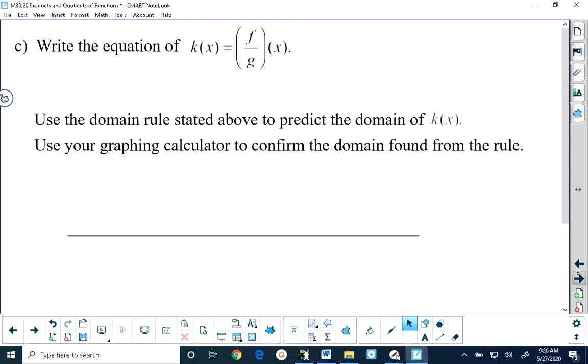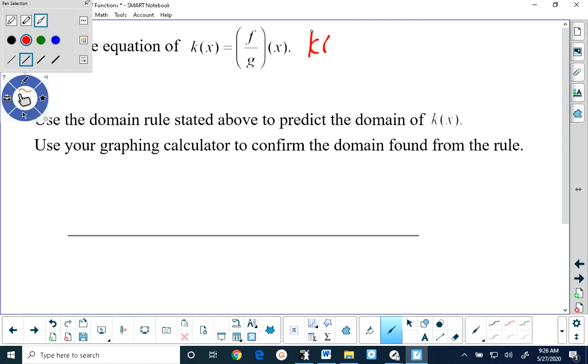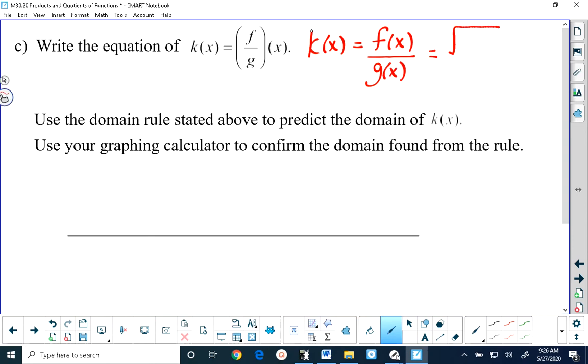Going back to the same functions, now we want to write the equation of k of x, where k of x is f over g of x. That means that k of x is equal to f of x over g of x. F of x is the square root of x minus 1. G of x is x minus 2. And now we have to figure out what the domain rule is going to say. Well, the domain rule says that when you divide two functions, you have to start off with the idea that the domain of the quotient is the domain common to both. We've already seen that the common domain here is x is greater than or equal to 1.